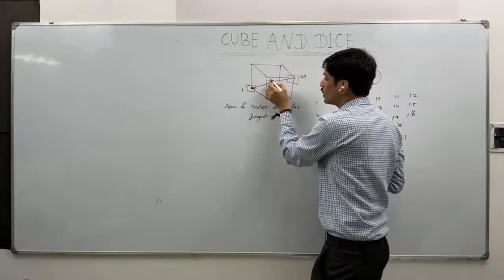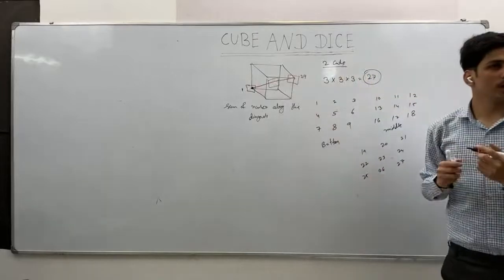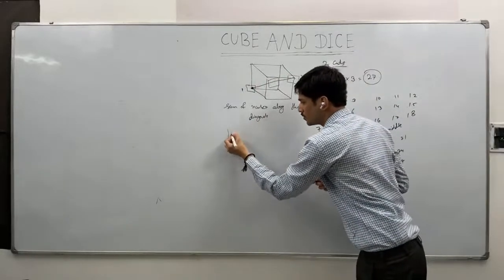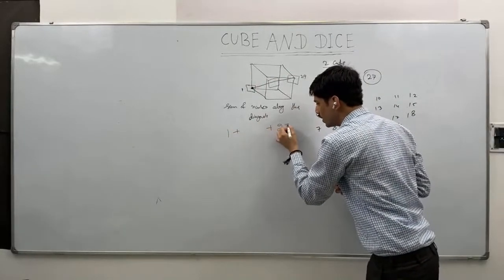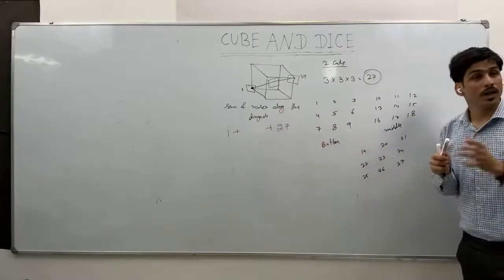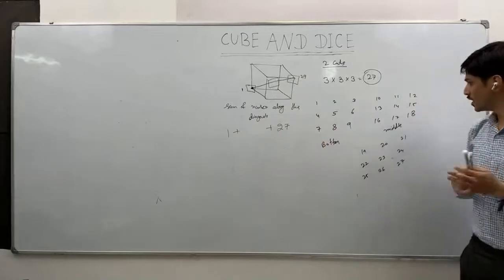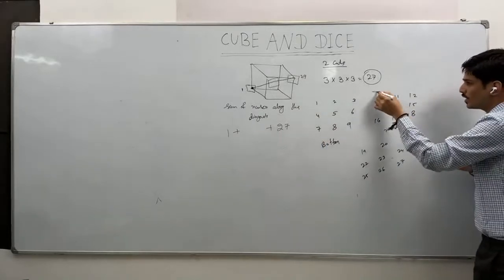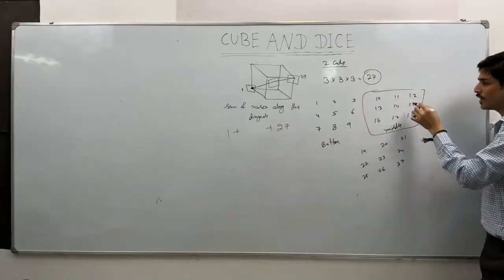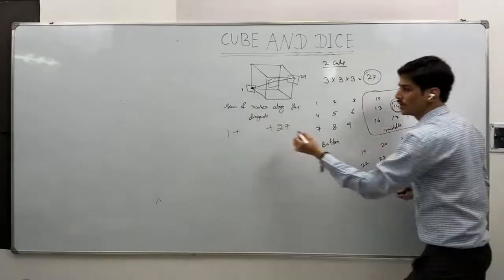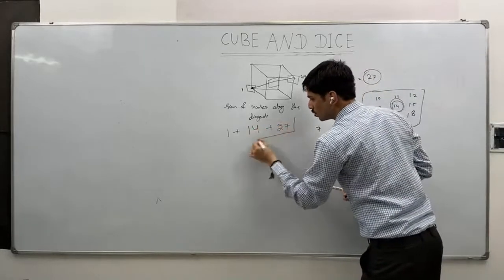what will be the cube number that will be in the middle? 14. How you got it? Let's say this one is 1, this one is 27. How will you get it? That will be the center cube of the middle layer, right? So where is the center cube, middle layer? This one is the middle layer. And what is the center cube? 14. So 1 plus 14 plus 27.